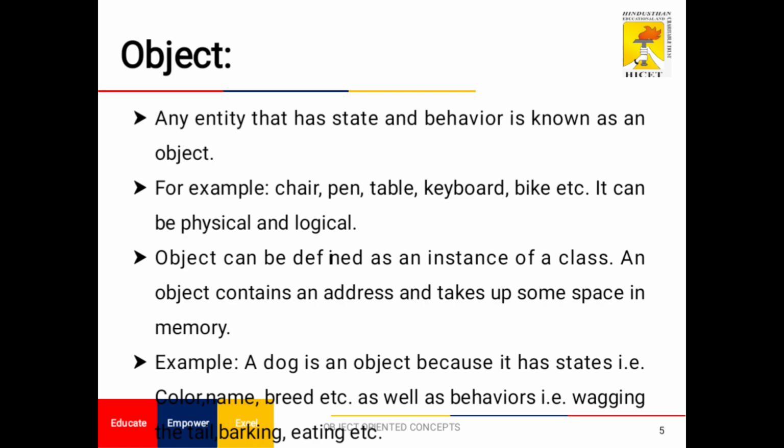For example, a human also has states and behaviors. Can you say what the states and behaviors of a human are? What are the states? State is a color, the particular name of the person, and what kind of sex they are, whether they are male or female. As well as behaviors. What are the behaviors? A human can act, walk, think, run, talk, and laugh. These are all example behaviors.